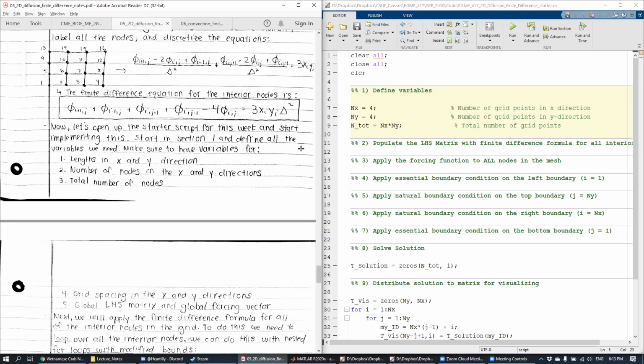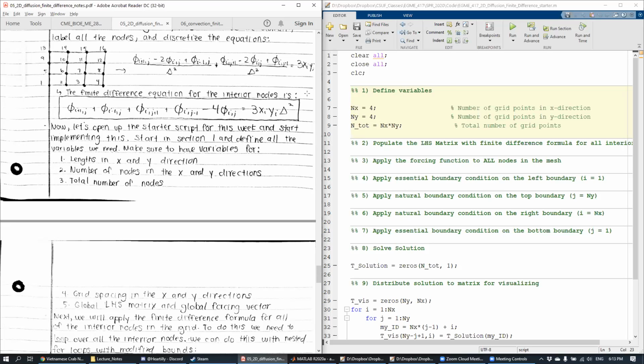And so that's 4. Okay. And then we have the total number of nodes here, which is n tot. And that's going to be just the product in between nx and ny. Right? And so pretty simple stuff. All right, and so let's go ahead and write some more equations for this, or more variables, because we're going to need them.